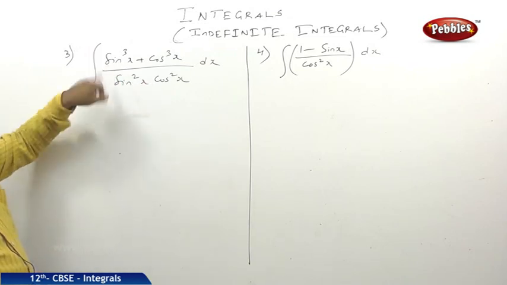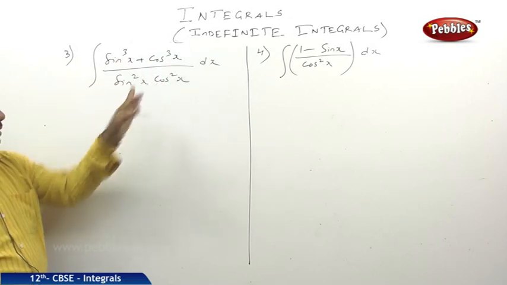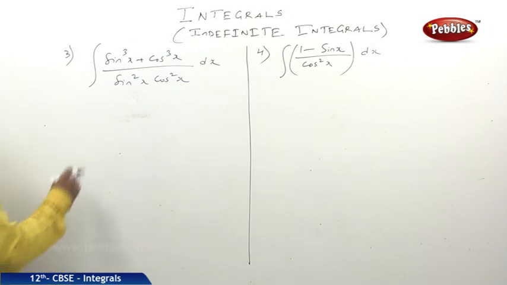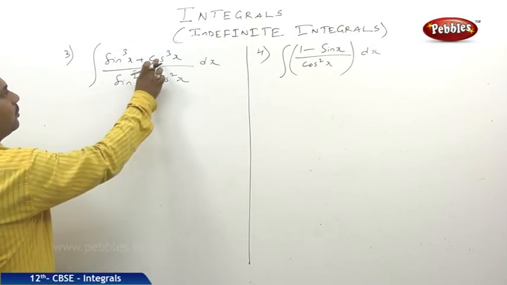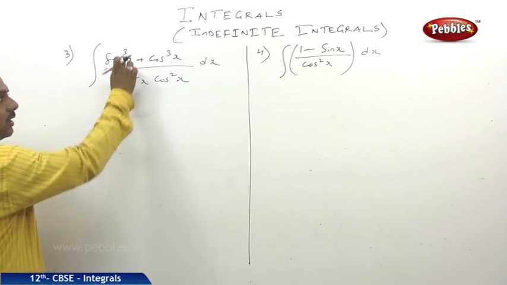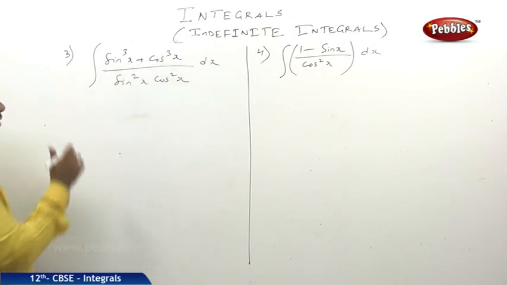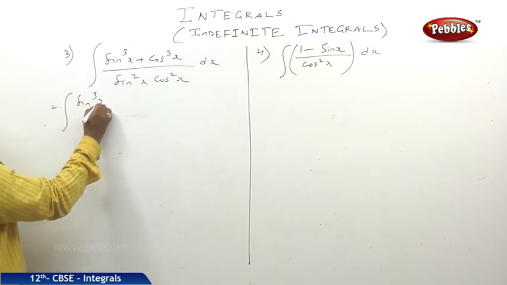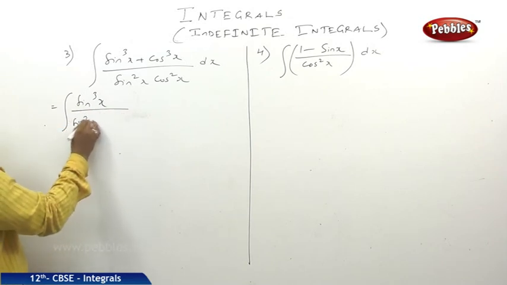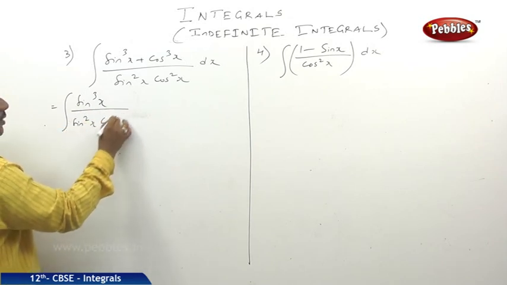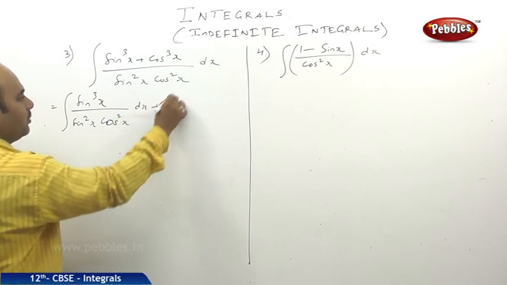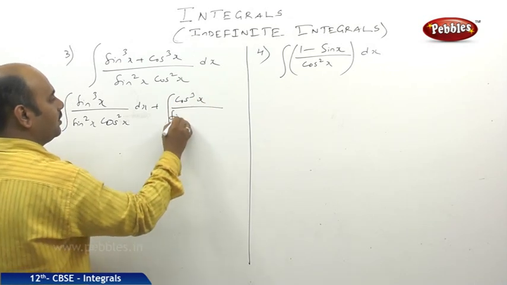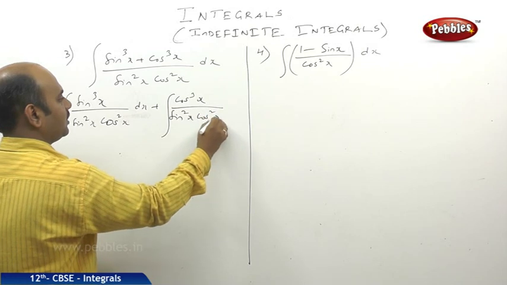The very first problem we'll be looking at: integral of (sin cube x plus cos cube x) divided by sin square x cos square x dx. Now again the same concept here, a plus b by c, so it comes as a by c plus b by c. So finally what happens? That is equal to, I'll be writing it as integral of sin cube x divided by sin square x cos square x dx plus again integral of cos cube x divided by sin square x and cos square x dx.